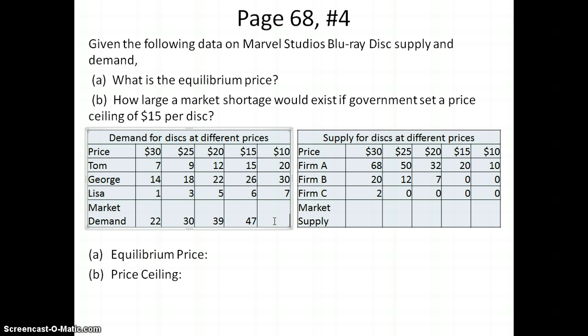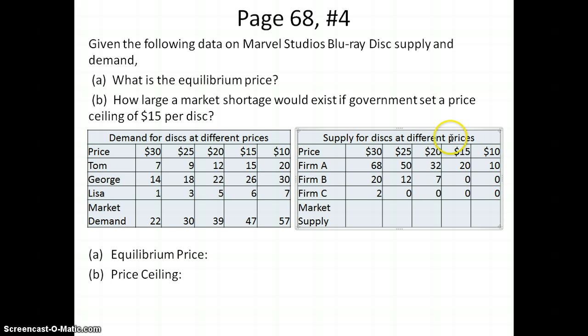Then when the price falls even further to $10, Tom would like to purchase 20, George would like to purchase 30, and Lisa would like 7. So altogether now we have a total of 57 wanted.